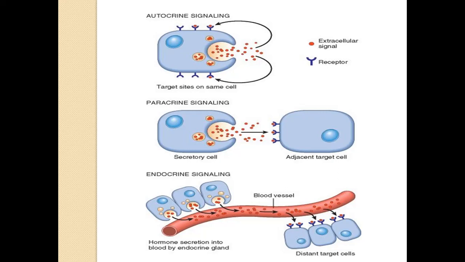Endocrine signaling occurs when a cell releases a hormone that acts on a distant target cell in the body, and they are usually carried by the bloodstream. For example, glands such as the thyroid gland and pituitary gland. These glands produce hormones and they are carried to distant sites in the body via the bloodstream.